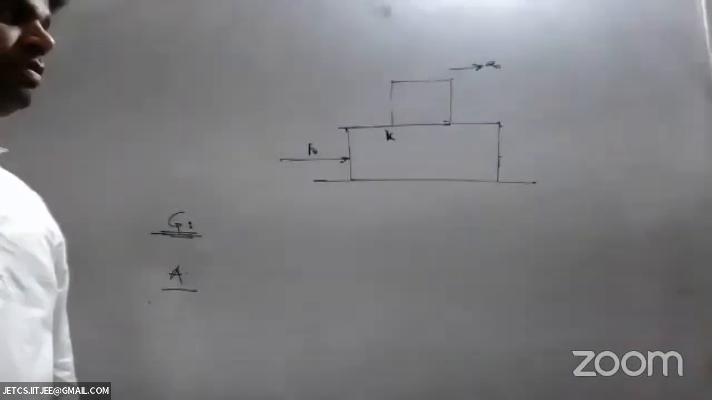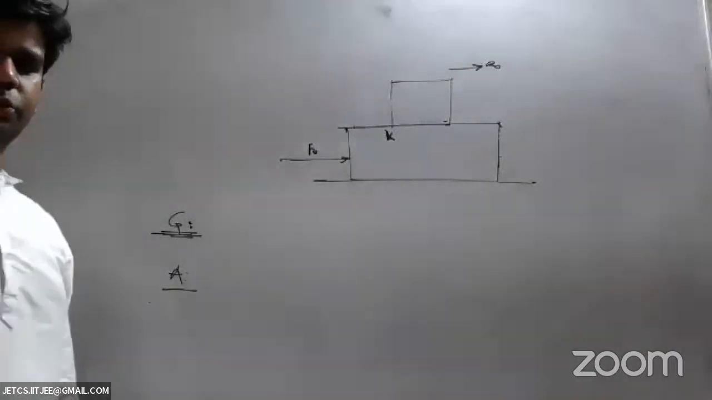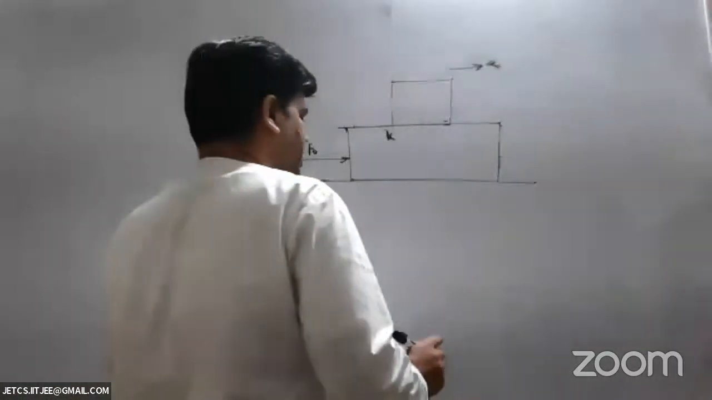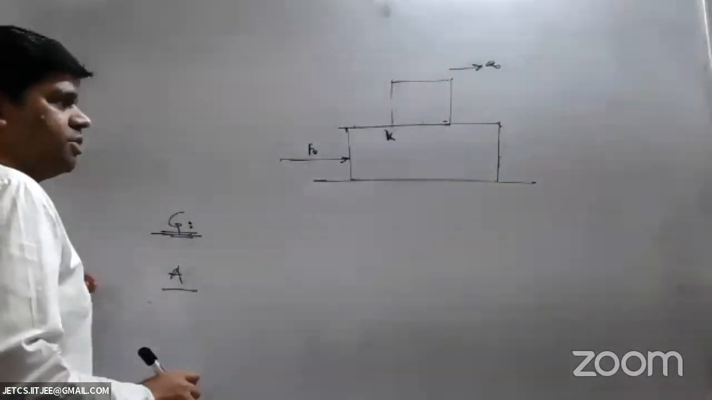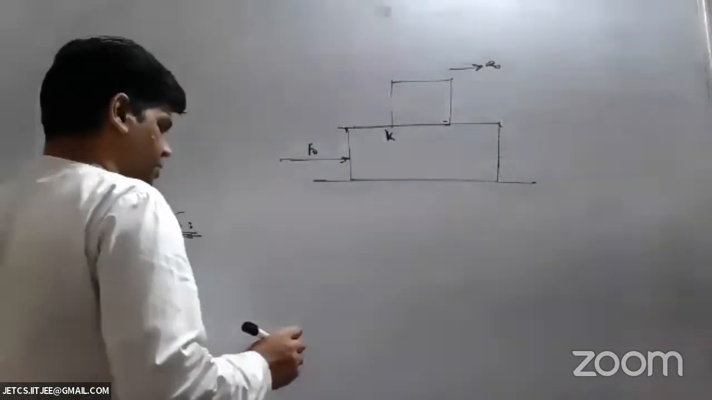Others, is it okay? Why is it towards right? Why is the friction towards right? So let's draw the FBD. With respect to ground, let's draw the FBD of both the blocks.